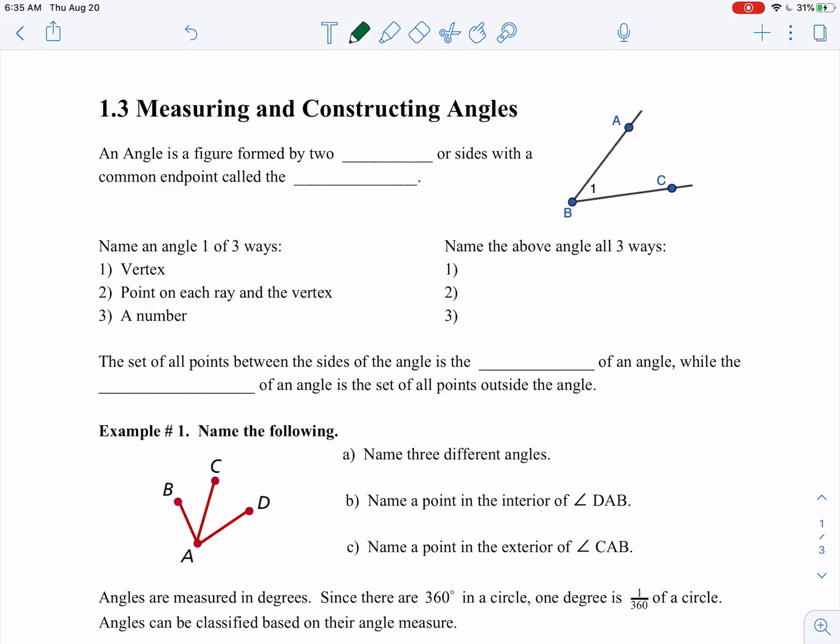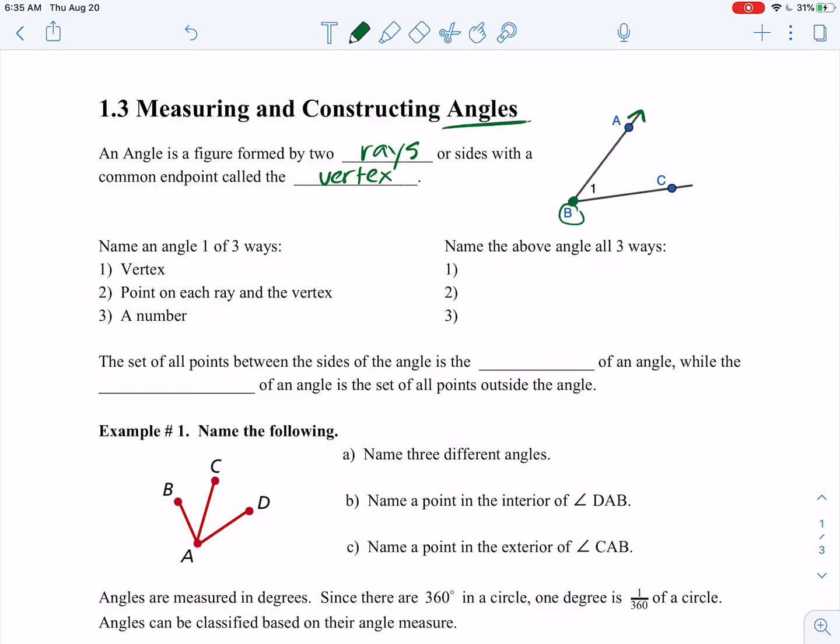All right, continuing with Unit 1, moving on to talking about angles. So building upon our knowledge of lines, segments, rays, an angle is formed by two rays. If you remember, a ray is one endpoint and one side that continues on forever, arrow in one direction, with a common endpoint called the vertex. So the vertex is this common endpoint B where the two sides meet.